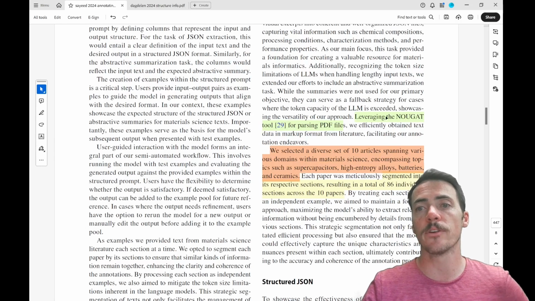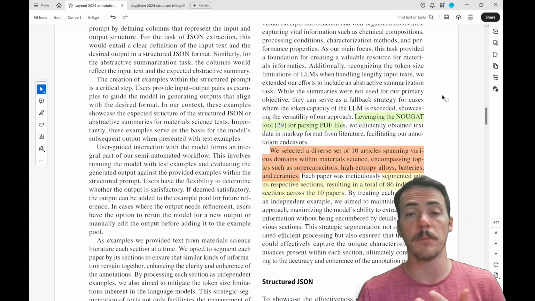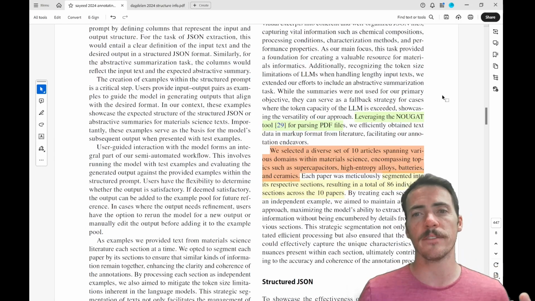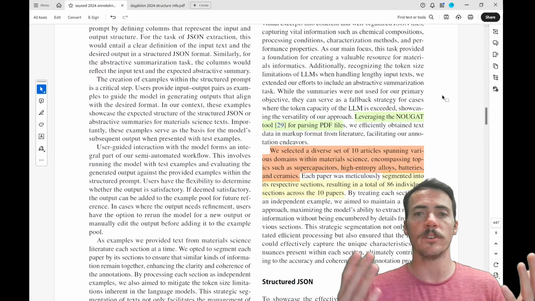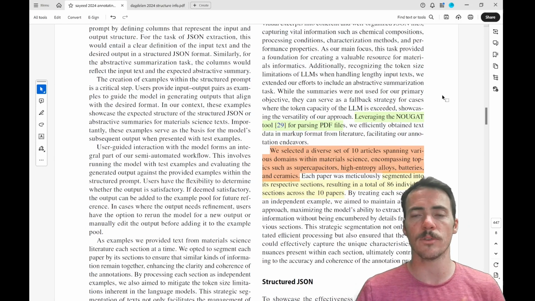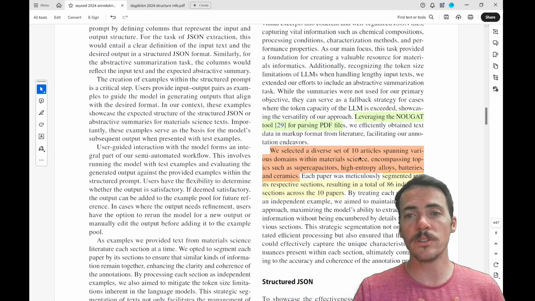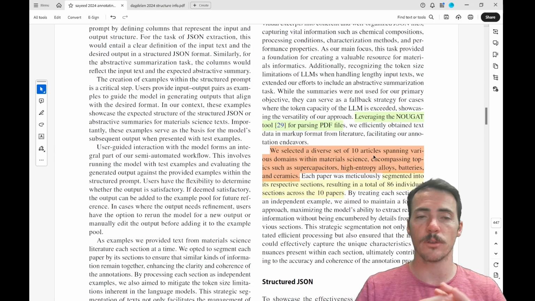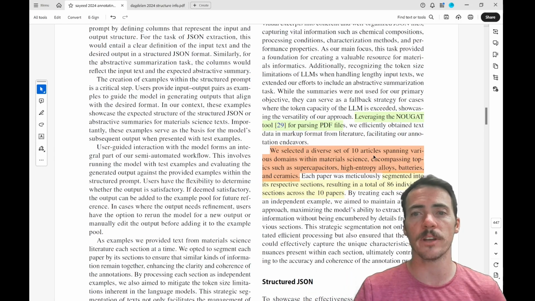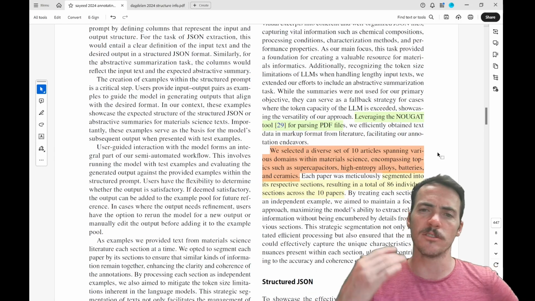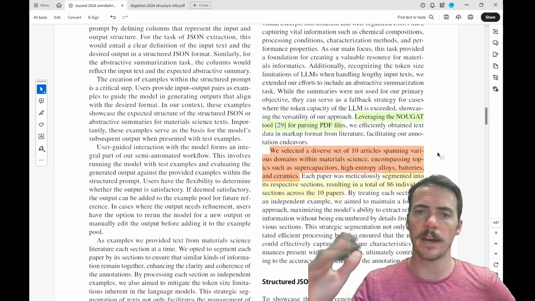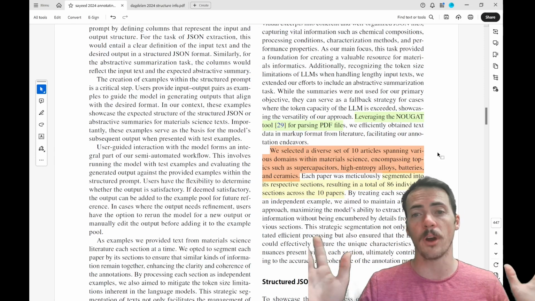First off, we leveraged Nougat. That's a tool that came out of Meta, actually, that helps us parse our PDFs. It allows you to basically take the PDF and turn it into markup language. It's going to make it easier for us to work with. We took 10 different articles that span a wide variety of different domains present in material science, looked at supercapacitors, high-entropy alloys, batteries, ceramic papers. You know, we tried to keep it broad, right?